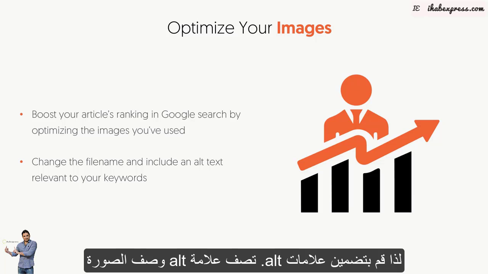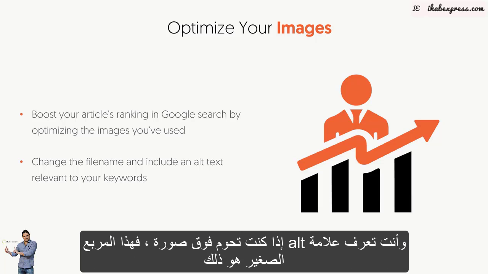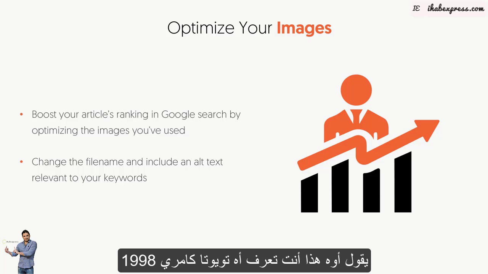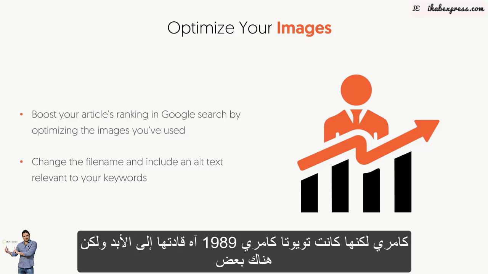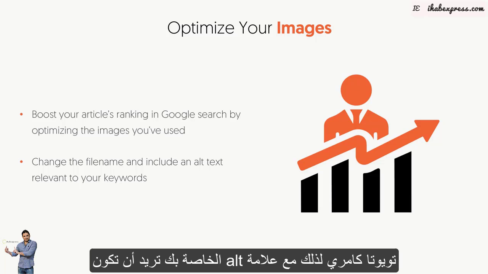So include alt tags. An alt tag describes what an image is. An alt tag, if you hover over an image, is that little box that says, oh, this is a Toyota Camry 1998 silver. I don't know why I picked that. Funny enough, I used to drive a Toyota Camry, but it was a 1989 Toyota Camry. Drove it forever. But there's so many Toyota Camrys.